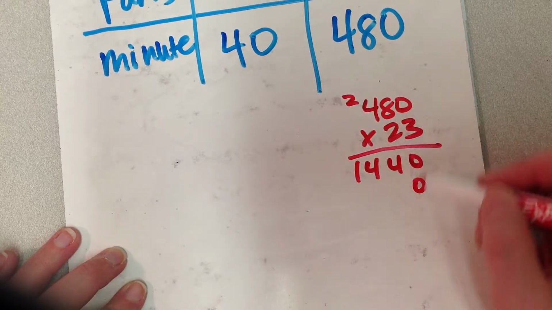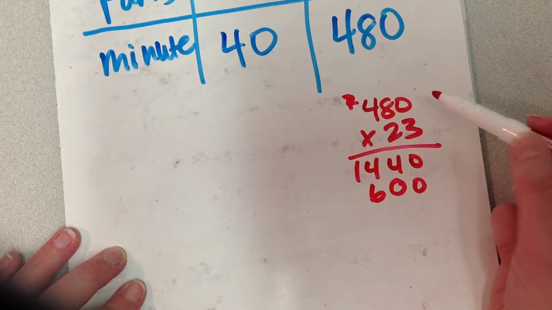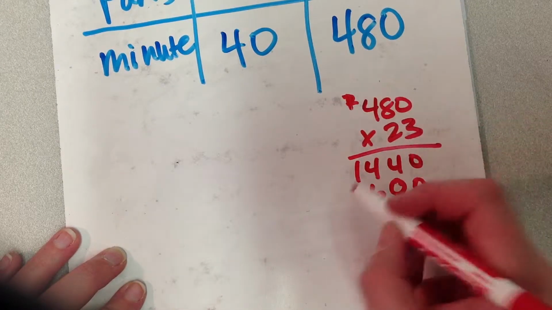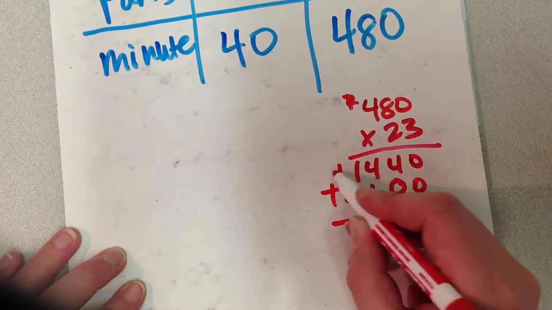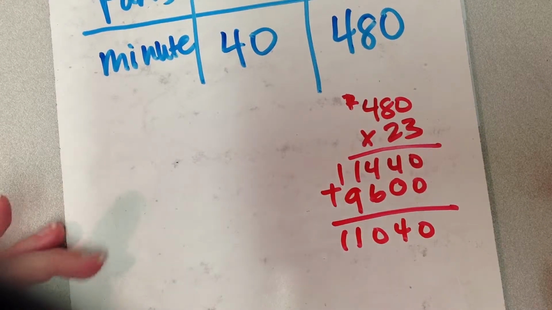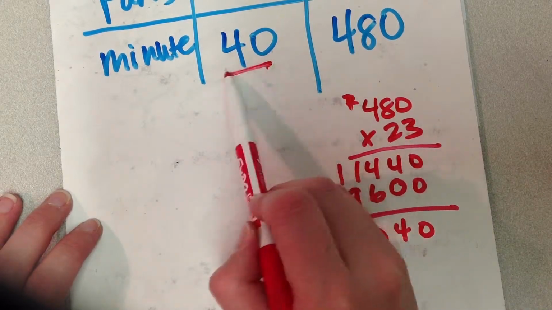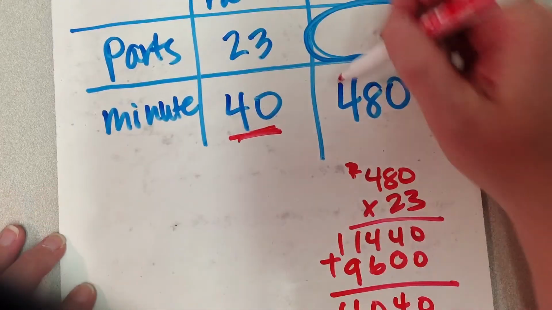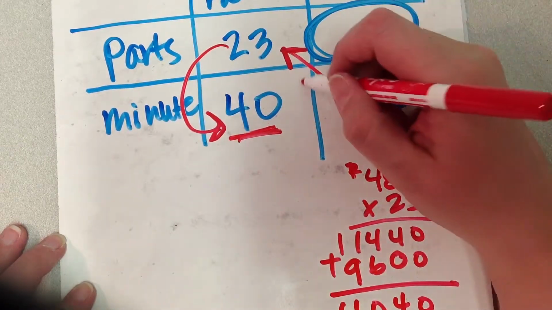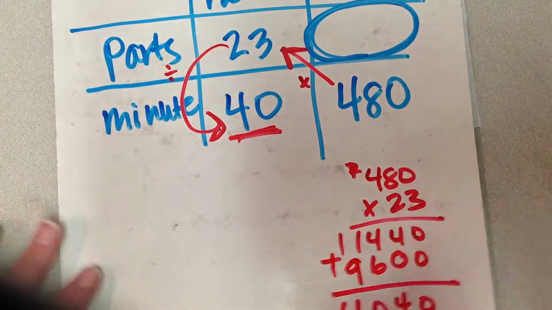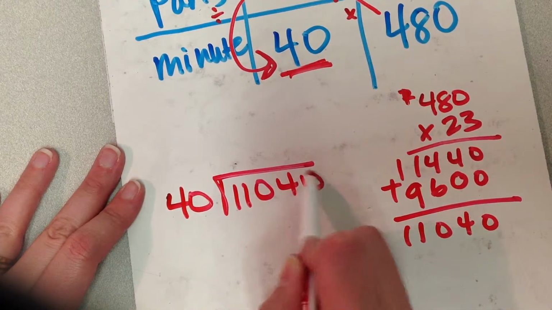Put in my placeholder. 2 times 0 is 0. 8 times 2 is 16. 4 times 2 is 8 plus 1 is 9. I'm going to add those together. 10, 11. So, yikes, that's a huge number, 11,040. But remember, we're going to divide it by the 40 from up here because we multiplied these two, and then we're going to divide by the 40. Okay, multiply, divide. So, 40 into 11,040.